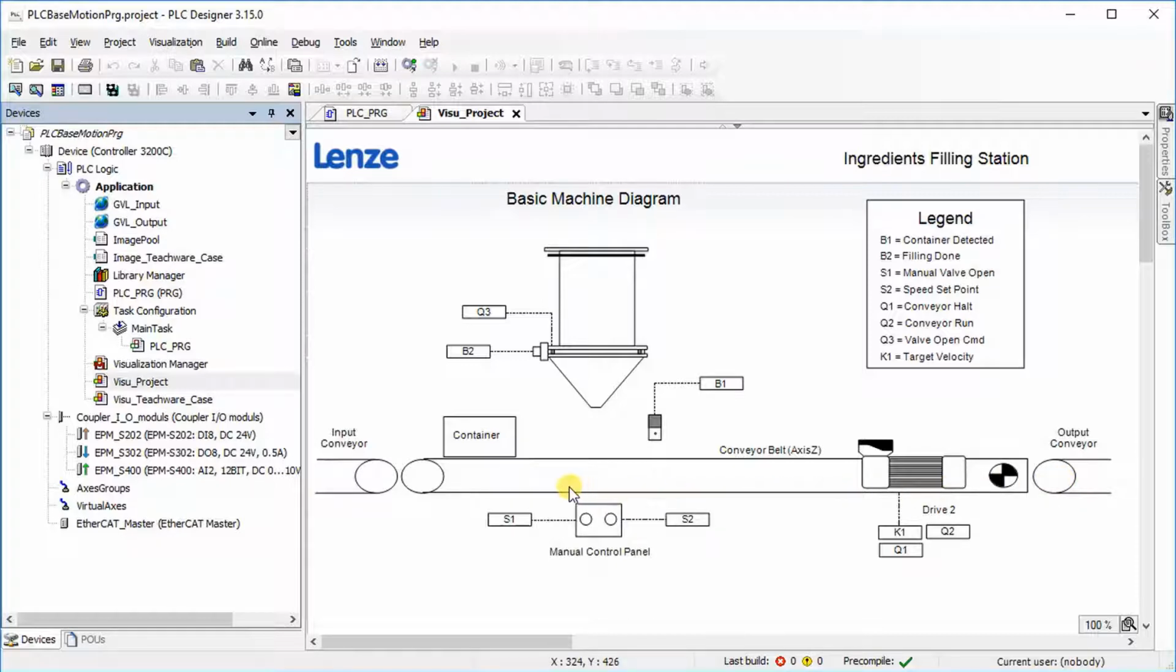In this example, the motor of the main conveyor is shown in the diagram. The motors of the input and output conveyor are not shown. In this example, the main conveyor will be programmed. The conveyor is running in speed control mode.